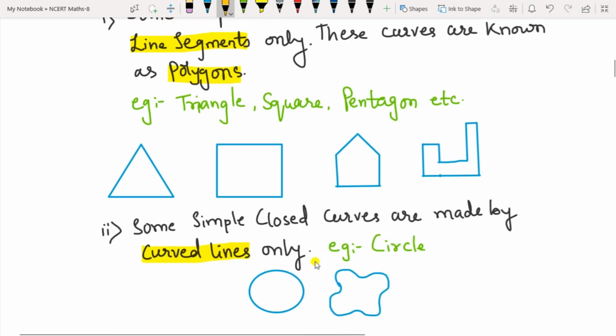Then what are curved lines? Simple closed figures that are made up of curved lines only. Here there is no line segment. There is only curve. Example, circle or oval or this figure. Then it is called curved lines.